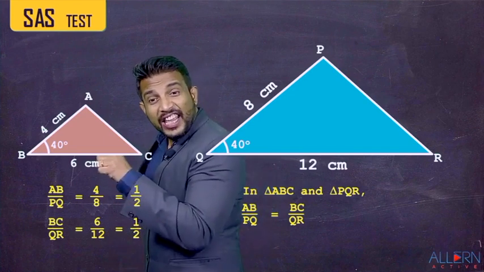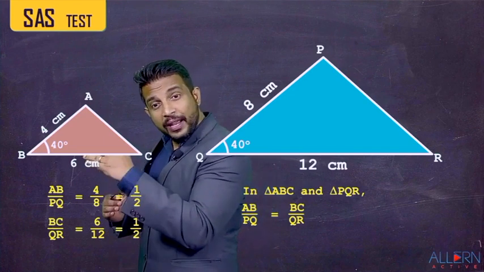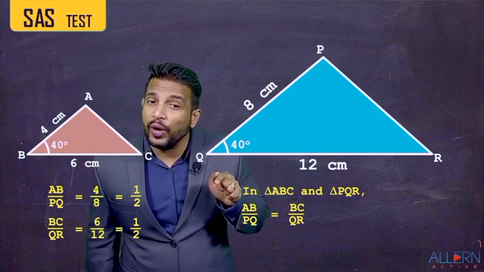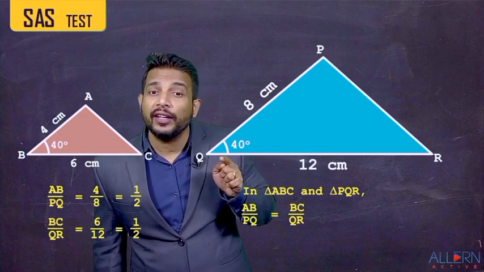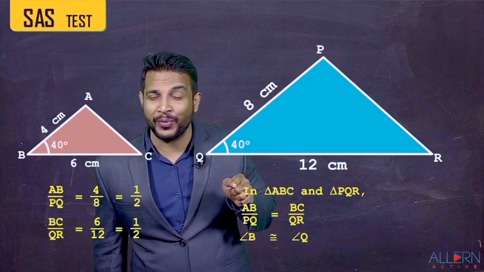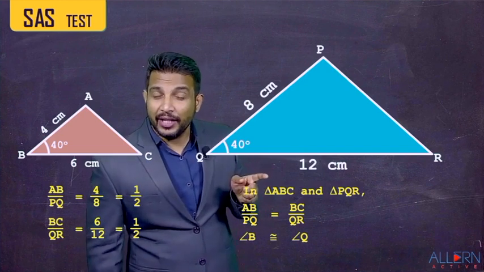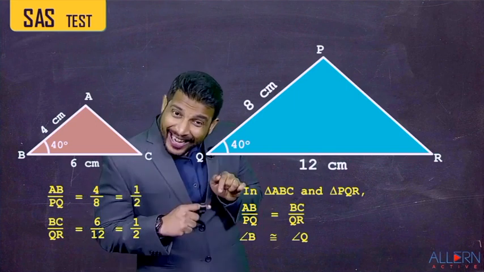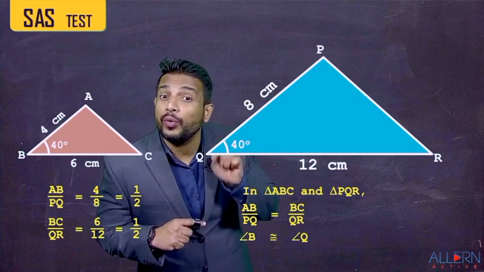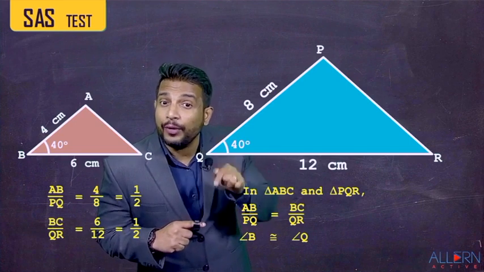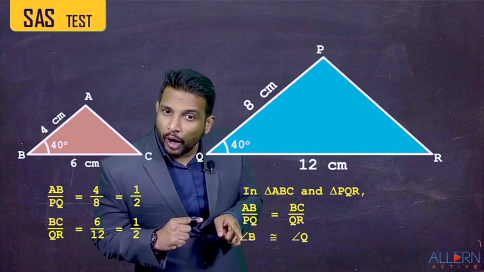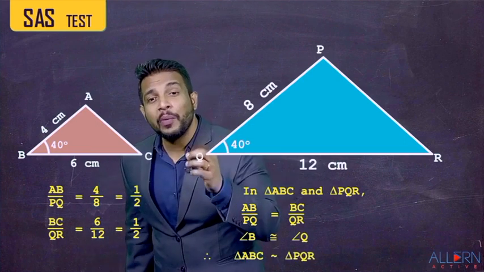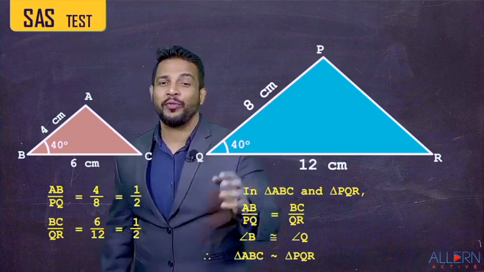And if you look at the included angle, for AB and BC, the included angle is B, which is 40 degree. For PQ and QR, the included angle is Q, which is 40 degree. The included angles here are congruent. So in any 2 triangles, if 2 pairs of corresponding sides are in proportion and their included angle, remember, it has to be the angle between those 2 sides, if they are congruent, we can say that both the triangles are similar by SAS test of similarity.